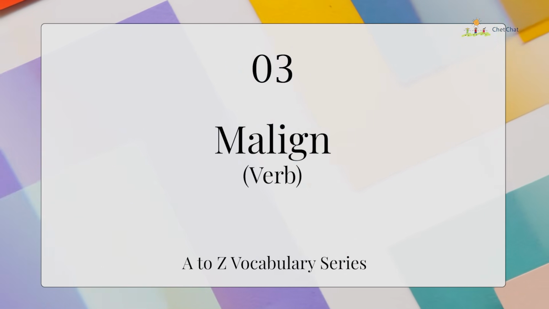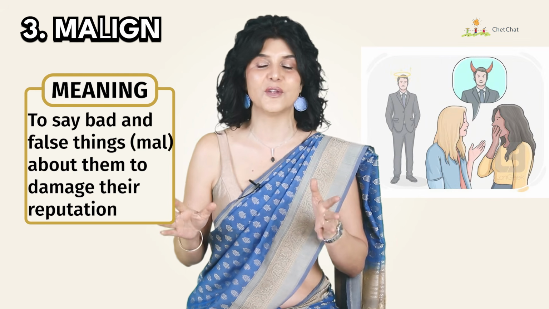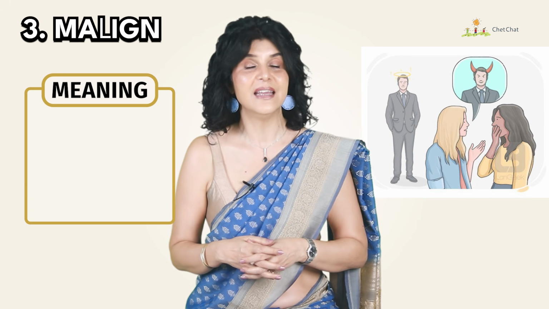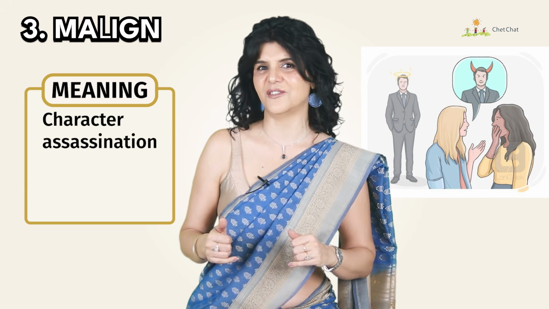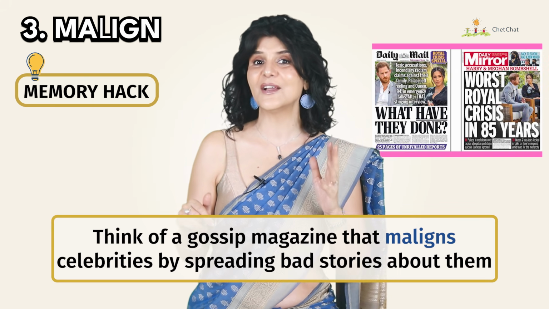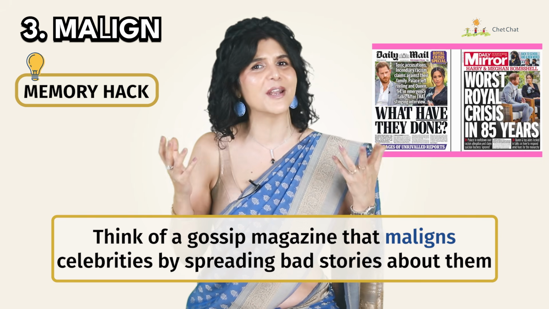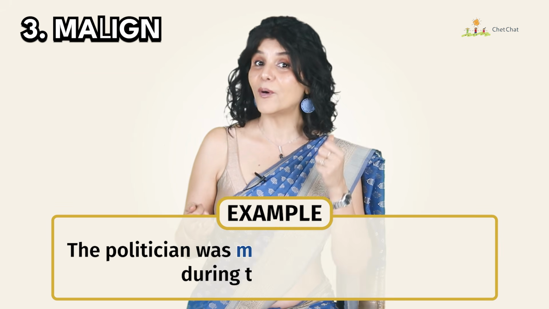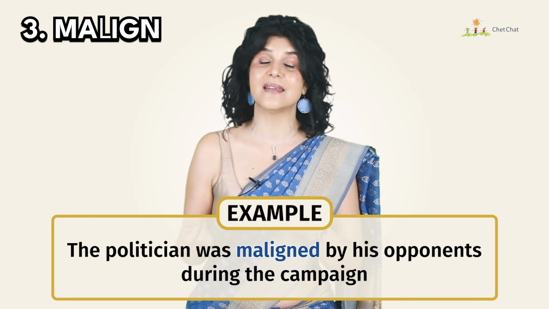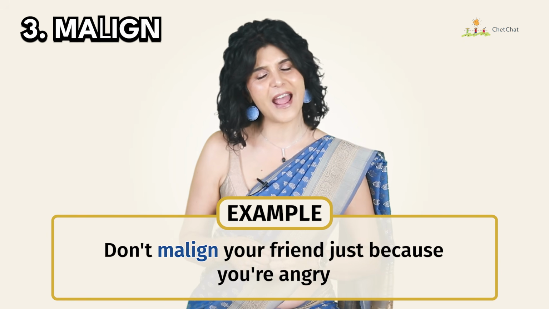Our next word is malign. To malign someone is to say bad and false things, like mal things about them. You want to damage their reputation? It's like character assassination. These are all lies or exaggeration. Memory hack. Think of the gossip magazine that maligns celebrities by spreading bad stories about them. The politician was maligned by his opponents during the campaign. Don't malign your friend just because you're angry.